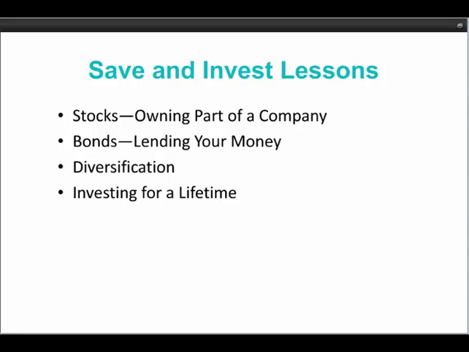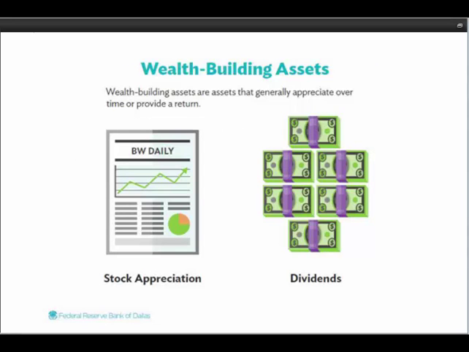We'll take just a moment to look at stocks, bonds, a diversification lesson, and then investing for a lifetime. We'll go quickly to the next slide. I'm just giving you a sample of each of these lessons here. We go back and really think about how to define stocks in a classic way, but one of the things that we want to do is link back to those early lessons and the vocabulary that we've built. So we have defined wealth-building assets as assets that appreciate over time or provide a return. So we address how you can build wealth through stock appreciation or dividends.